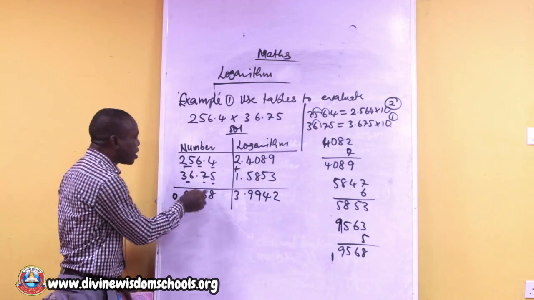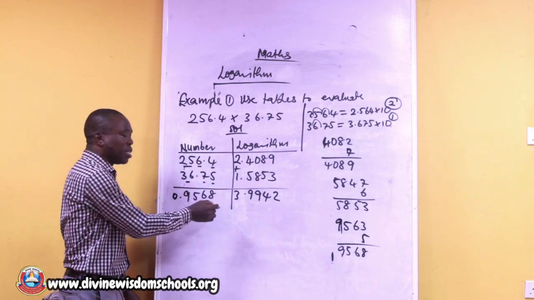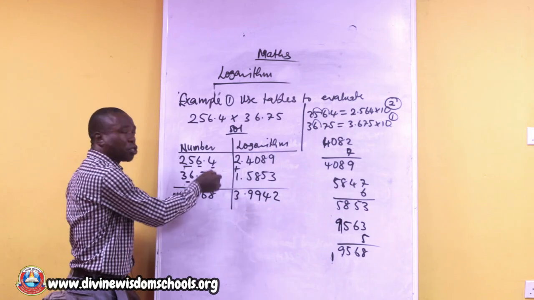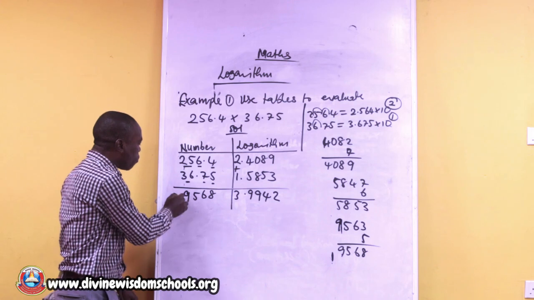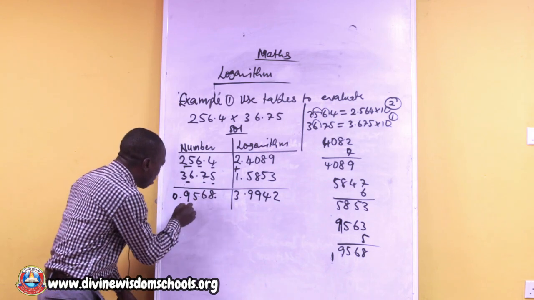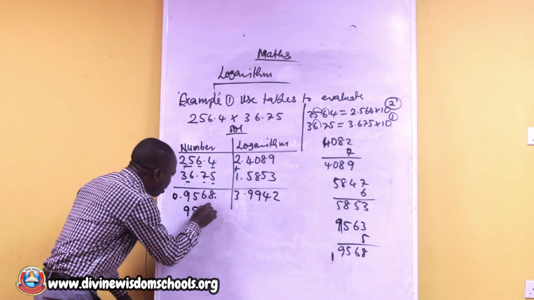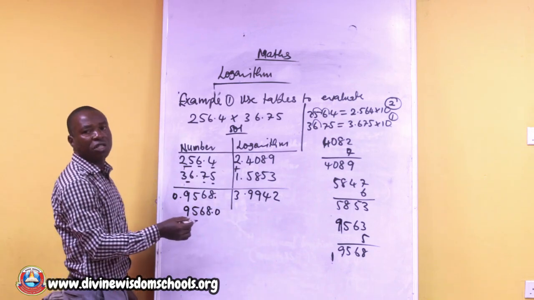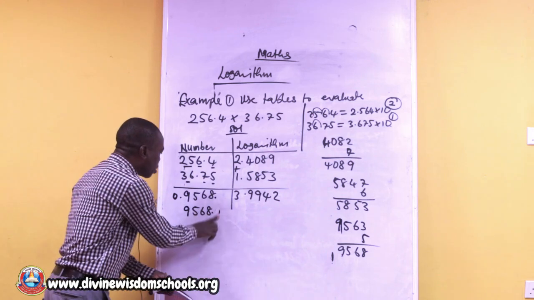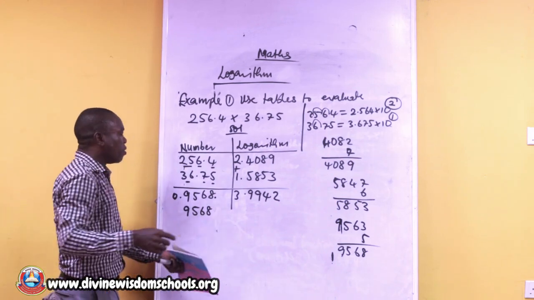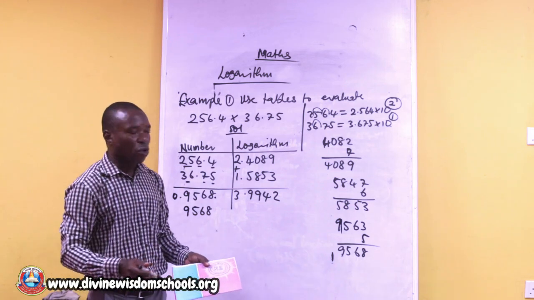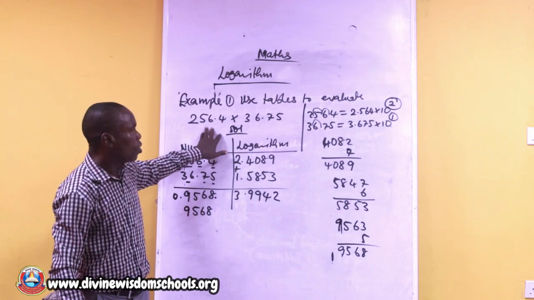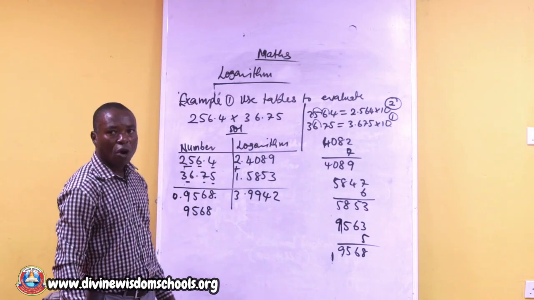Now, I want to reposition this decimal point. How do I do that? If I add 1 to 3, that will give me 4. It means move this decimal point 4 steps forward. If you move it 4 steps forward, it's going to be here. So my final answer still remains 9568. If you want to make it obvious, you can put 0.0, but it's not necessary, so you can just remove it. So it becomes 9568. So this is how to use the logarithm table to evaluate an operation of this kind.